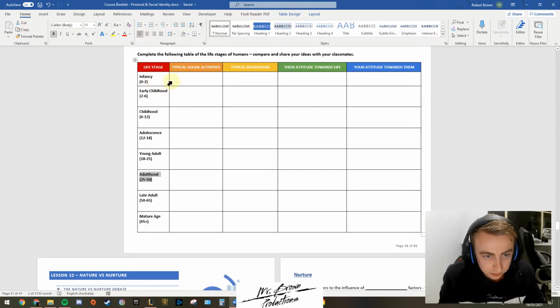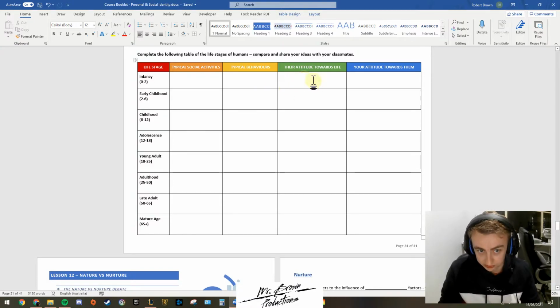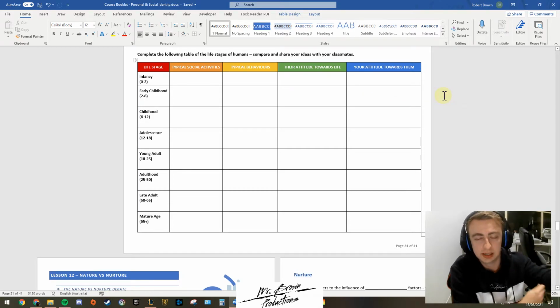So, complete the following table of the life stages of humans. Compare and share your ideas with your classmates. So this will be a great activity to do with them. You go through each different life stage, and I want you to write down what you think the typical social activities, the typical behaviours, their attitudes towards life, and your attitudes towards that life stage concurrently.